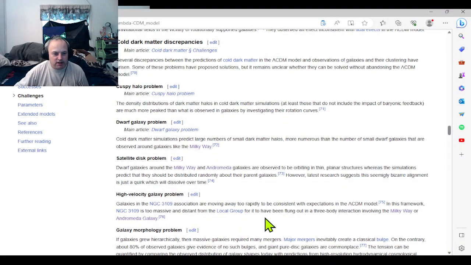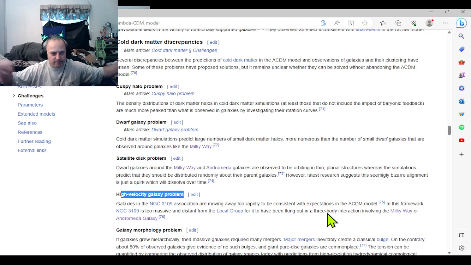High velocity galaxies. So this one also brings to mind the Big Bang. If there was a Big Bang, why is this taking place? High velocity galaxies. Why is that taking place if everything was from an original point moving away? They are moving away too rapidly to be consistent with the expectations of the ΛCDM model. This framework is too massive and distant from the local group for it to have been flung out in a three-body interaction involving the Milky Way or Andromeda.